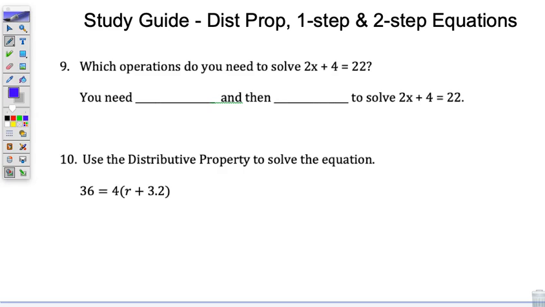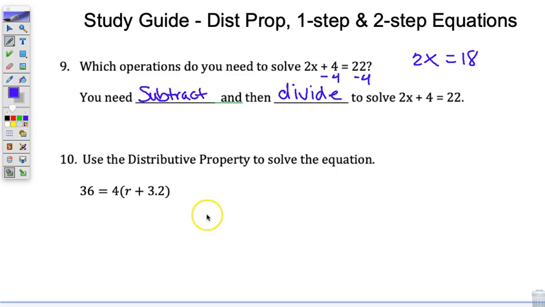Question number 9. Which operations do you need to solve 2x plus 4 is equal to 22? This is a two-step equation. So the first thing we would do would be to subtract 4 on both sides. So we first need to subtract. And then after we're done subtracting, we will have 2x is equal to 18. So we would have to divide by 2. So I'm going to put divide next.